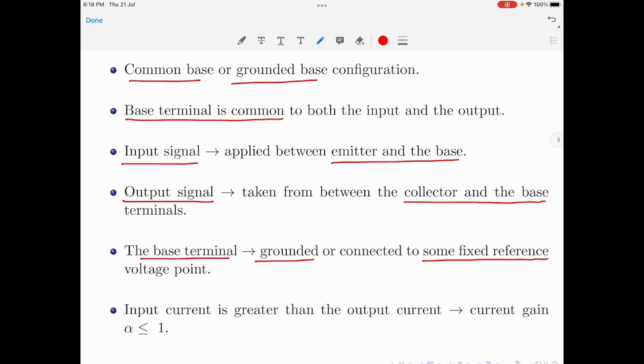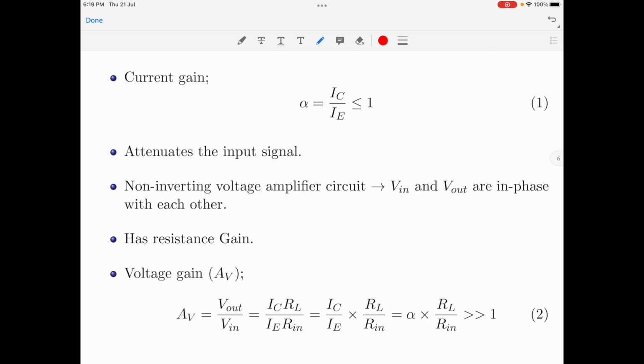In this configuration, the input current is greater than the output current, and therefore, the current gain is always less than or equal to 1. The current gain is denoted by alpha, and it is simply the ratio of the collector current to the emitter current, that is output current divided by input current. As I said, input current is greater than output current, so the value of alpha is always less than or equal to 1. Because of this particular characteristic, we now say the common base configuration attenuates the input signal.